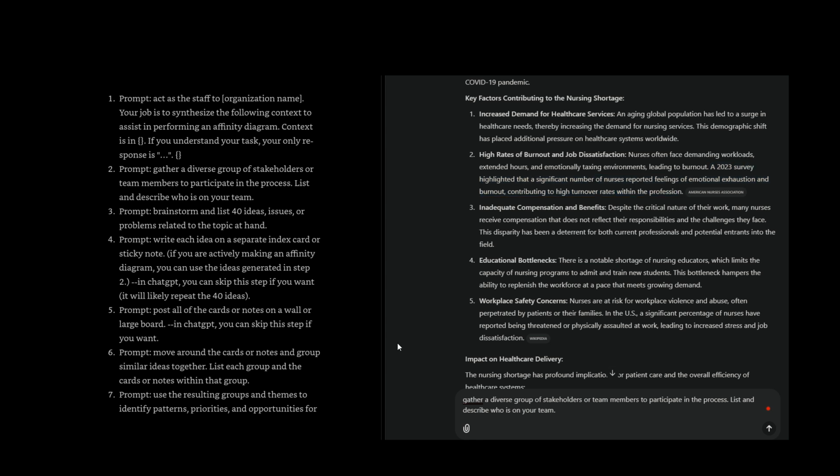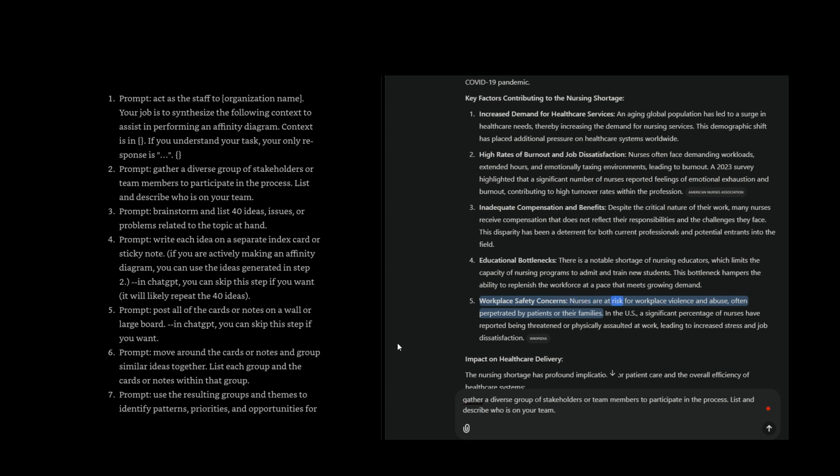American Nurses Association. Inadequate compensation and benefits. Despite the critical nature of their work, many nurses receive compensation that does not reflect their responsibilities and the challenges they face. This disparity has been a deterrent for both current professionals and potential entrants into the field. Educational bottlenecks. There is a notable shortage of nursing educators, which limits the capacity of nursing programs to admit and train new students. This bottleneck hampers the ability to replenish the workforce at a pace that meets growing demand.